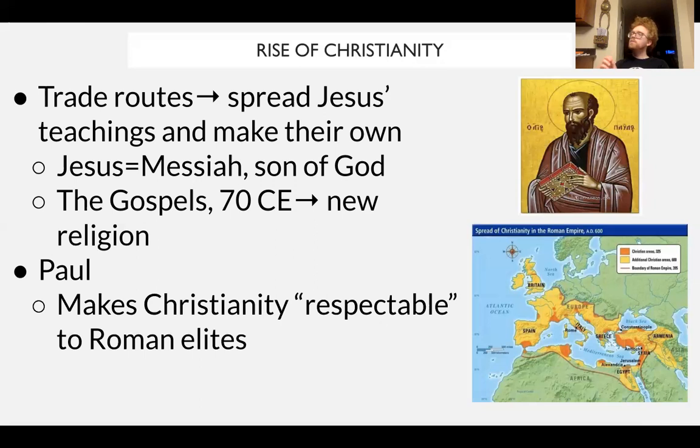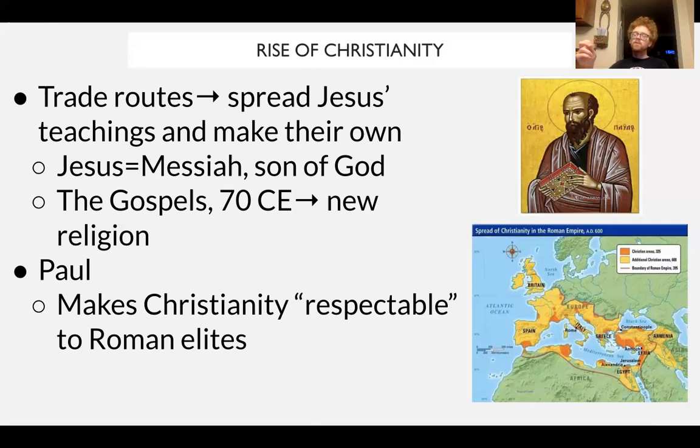So Paul is going to begin a process of making Christianity respectable to Roman elites. He is going to clarify some things. He's going to say that slavery is justified thanks to Jesus's teachings. He's going to say that women deserve to be in a lower place in society. He's going to say that having wealth is a sign that God loves you. So he's making Christianity respectable to Roman elites.